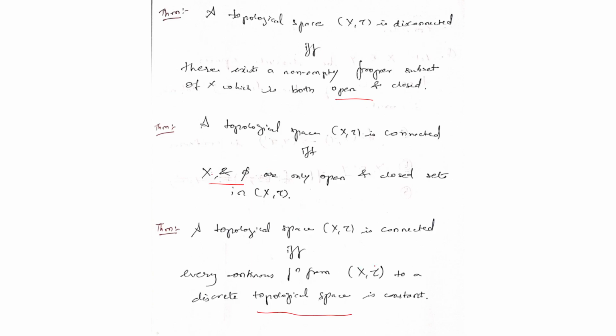Now, a topological space is connected if and only if every continuous function from (X, τ) to a discrete topological space is constant. Okay, we will discuss these questions. Just a minute. I hope these basic parts are clear to you all. So let's move to the first question.